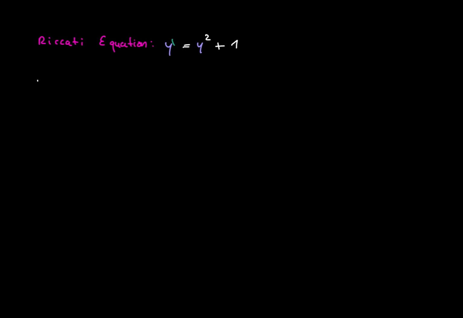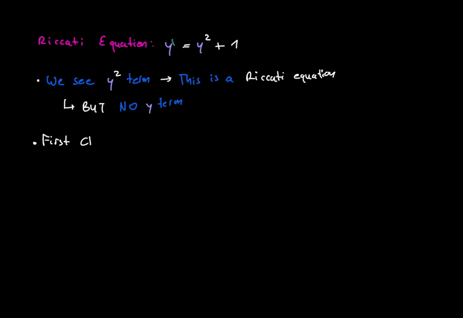We solved the differential equation y prime equals y squared plus 1. First, we recognize the type. We see a y squared term, so this is a Riccati equation. Now we check if it is separable.